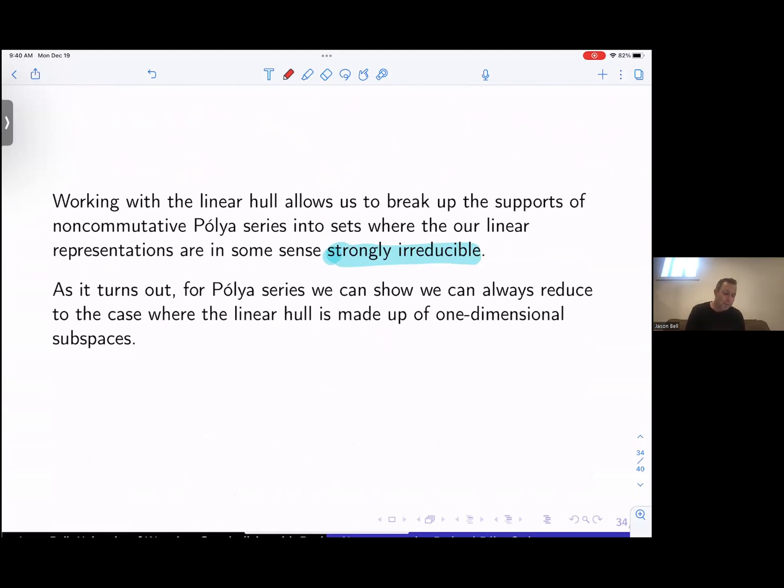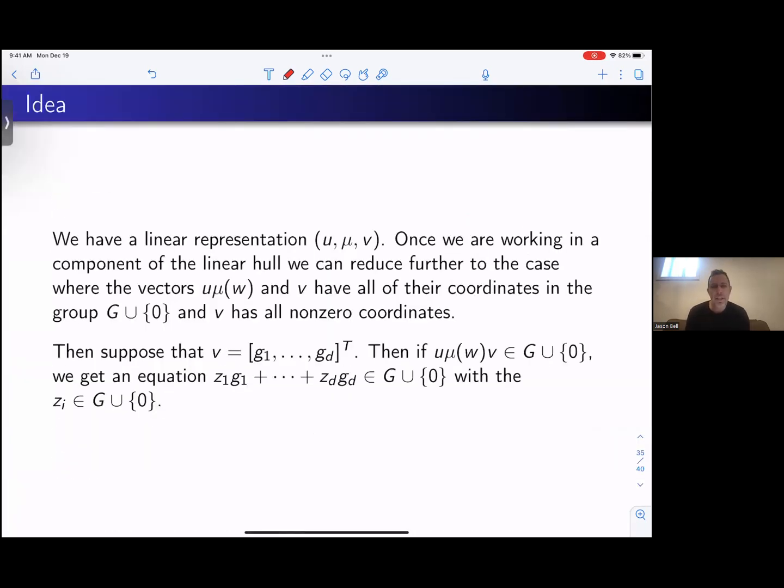And one of the great things about Pólya series, and deterministic and unambiguous automata, is that you can really detect it in some sense by saying that the linear hull, after working in some sort of sense, can be reduced after putting it in some normal form into one-dimensional subspaces. So that's the power of the linear hull and the connection with Pólya series. And the idea here, it's easiest to see this in characteristic zero, but what we have to use is something called the S-unit theorem.